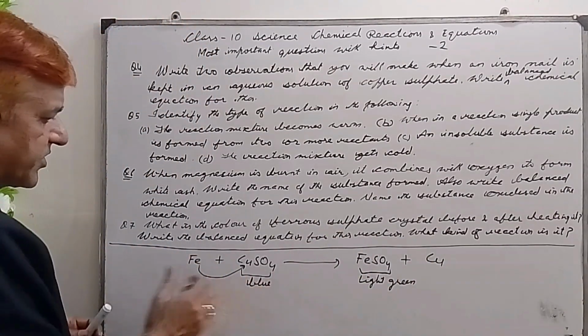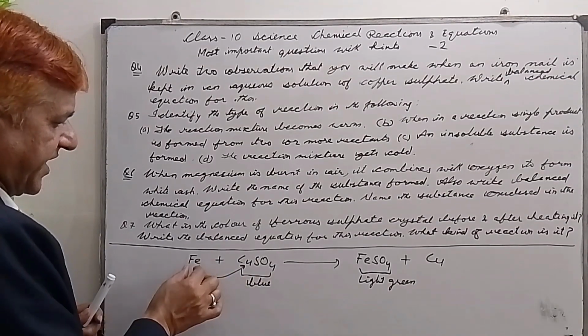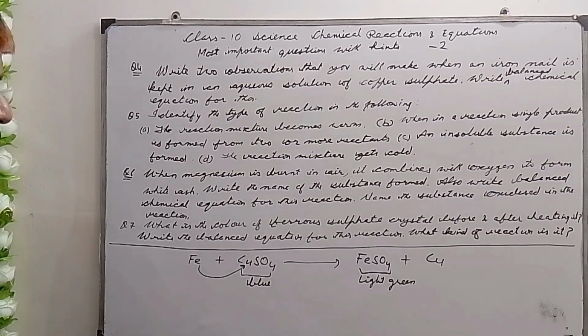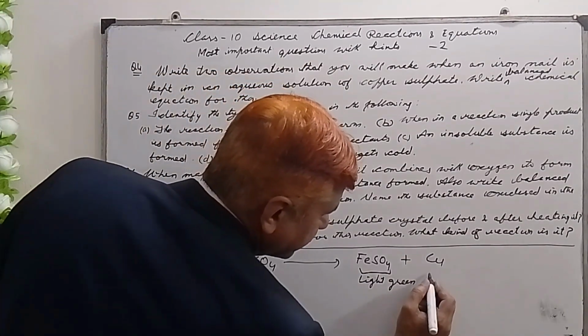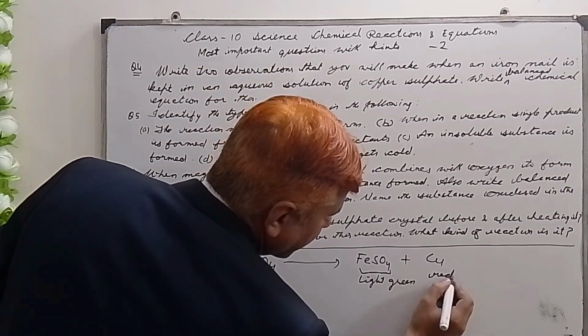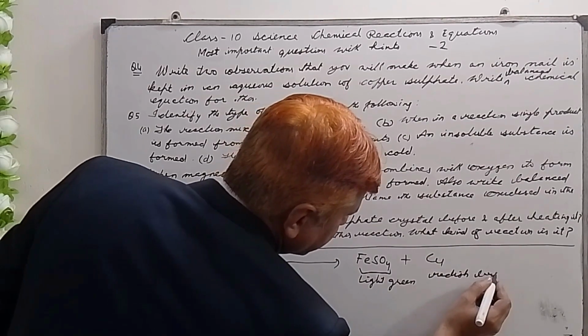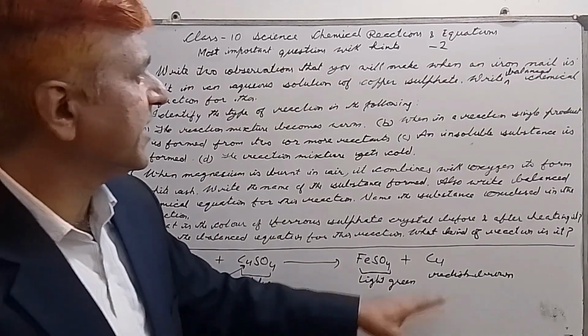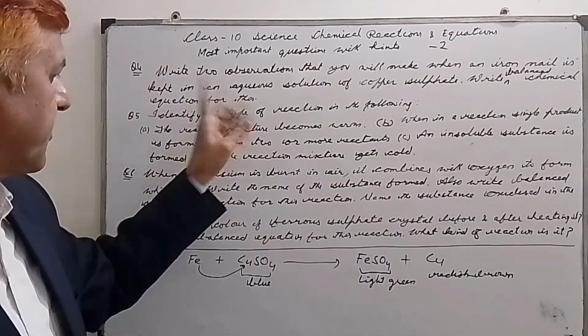Or you can also say that the nail becomes brown, reddish brown. So this is reddish brown. So my dear students, this is the second observation. Write a balanced chemical equation for this.